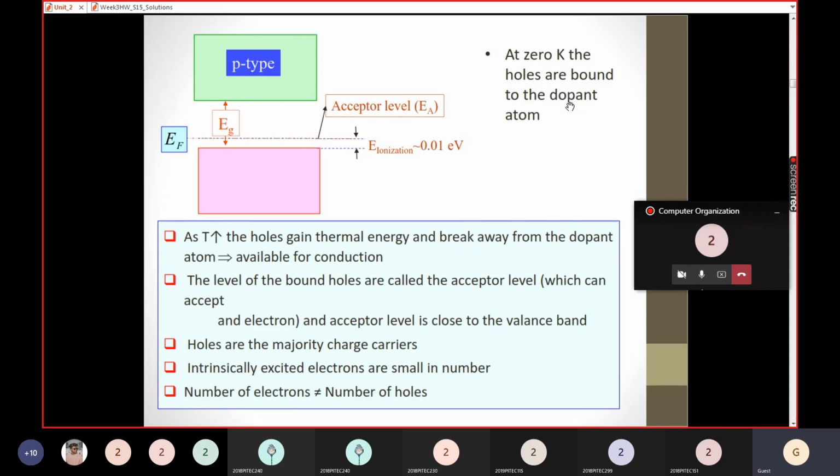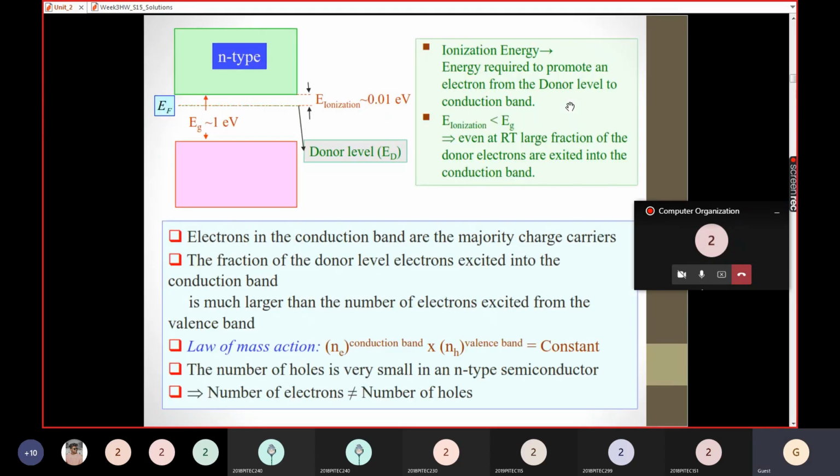Okay, next thing, in P type, remember two different words. In N type, we have used the donor level, which is called Ed.